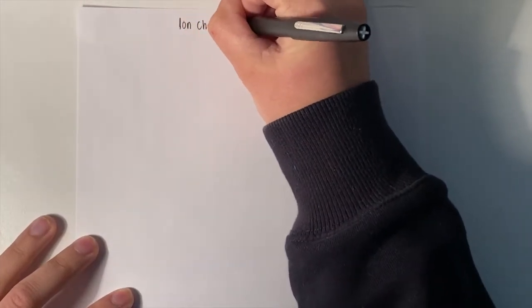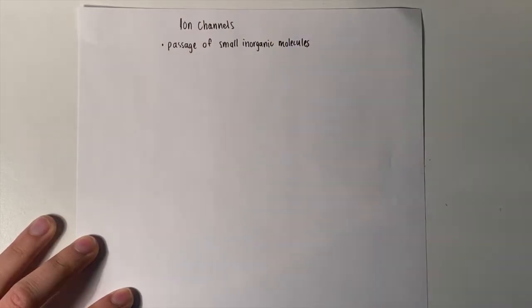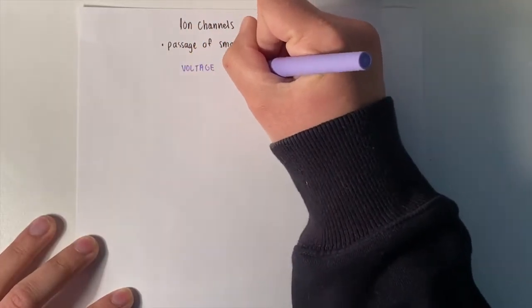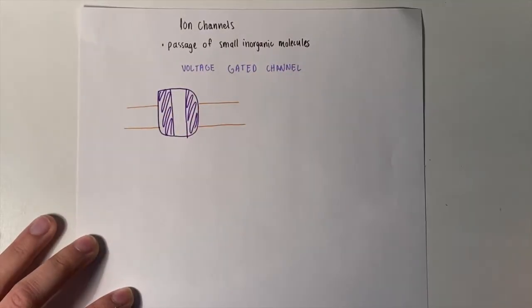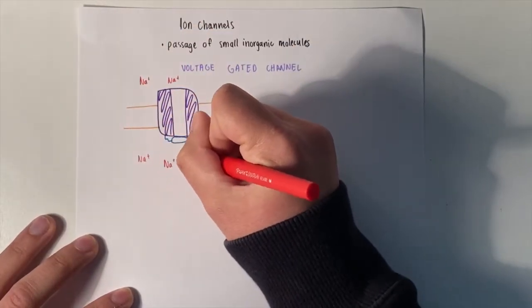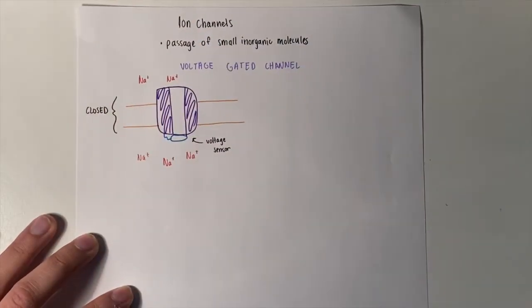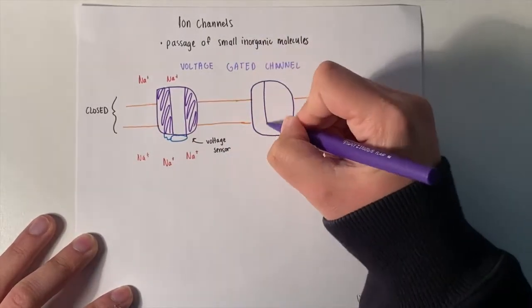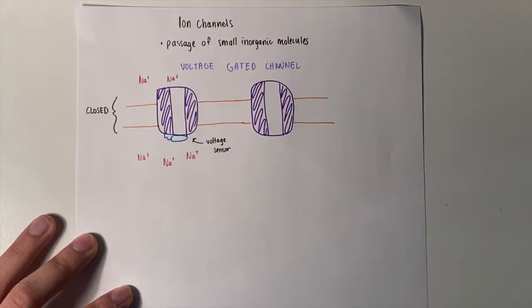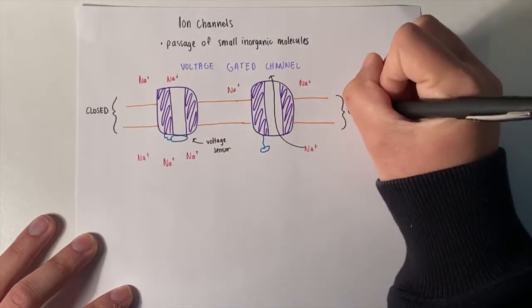Ion channels are specifically for small inorganic ions such as sodium, potassium, chlorine, and calcium. There are 4 types of ion channels. The first is voltage-gated. The opening of this channel is blocked by a voltage sensor. This part of the protein is sensitive to changes in the membrane potential. An example of a voltage channel is on a neuron. If we have a cell at the resting potential, the voltage-gated ion channels are closed. When the membrane is depolarized, the conformational changes will open the gate.